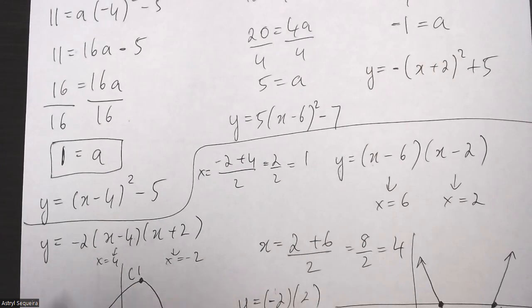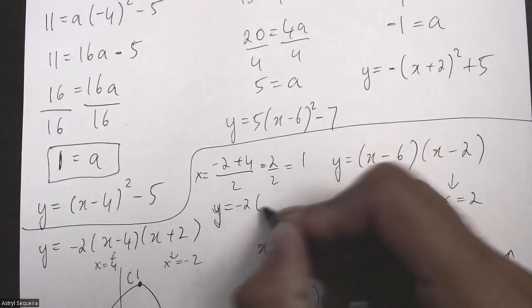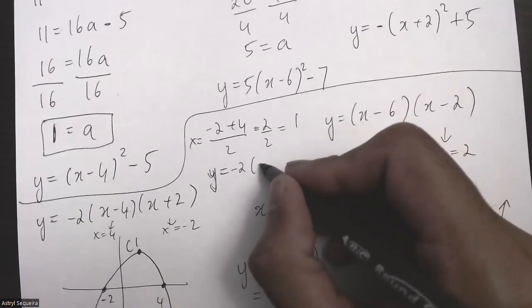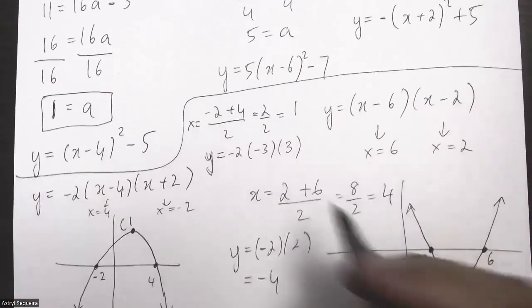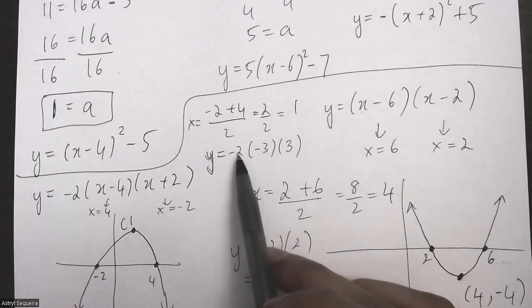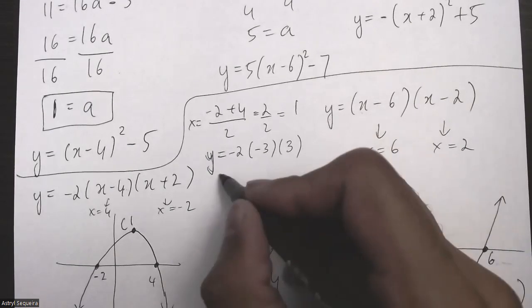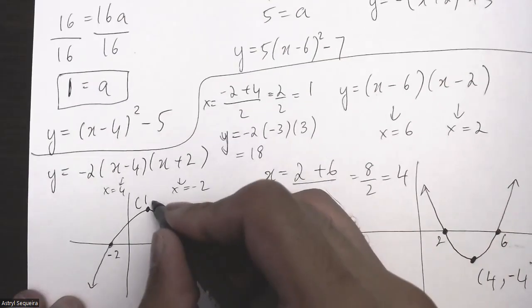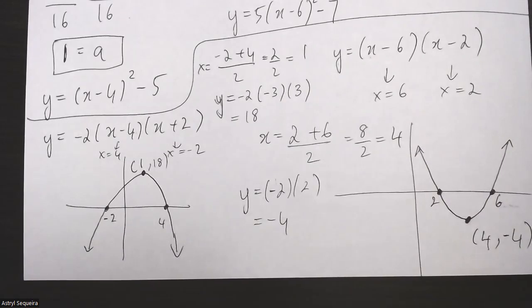And for the y value, I'm going to sub it into the equation over here. If I sub in positive 1 into this equation, I have y equals negative 2 times (1 minus 4), which is negative 3, times (1 plus 2), which is positive 3. So negative 2 times negative 3 is positive 6. 6 times 3 is just 18. So this point is (1, 18), and that's the sketch of that graph over there.